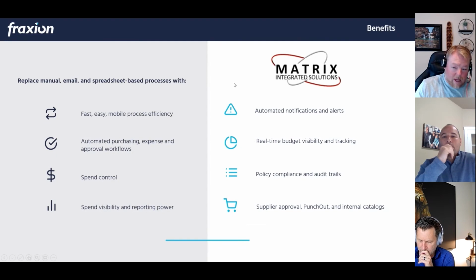And we work with companies like Matrix Integrated to make sure that we can do that. We provide really fast, easy mobile processes that are super efficient. We use best practices in doing that. We really can automate the purchasing expense and workflow approvals. And we can even tie and integrate into some of the bigger vendors and their websites, such as Amazon, Best Buy, Staples. It's called Punch Out.